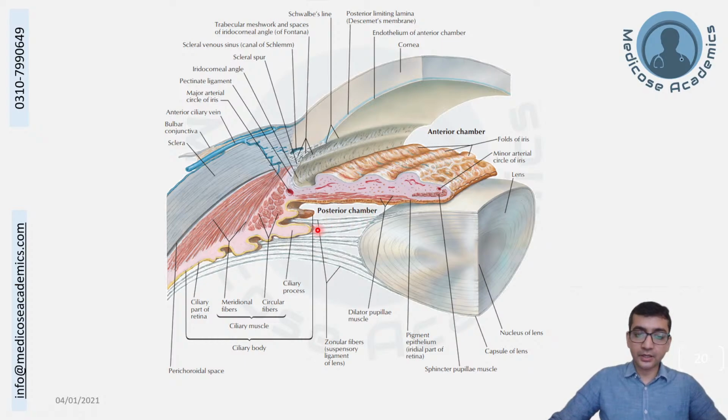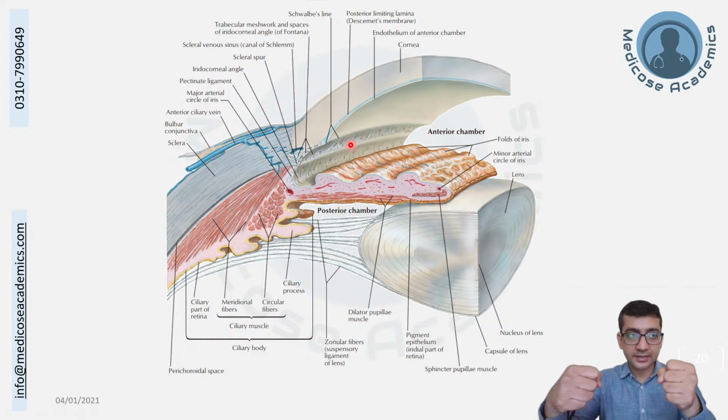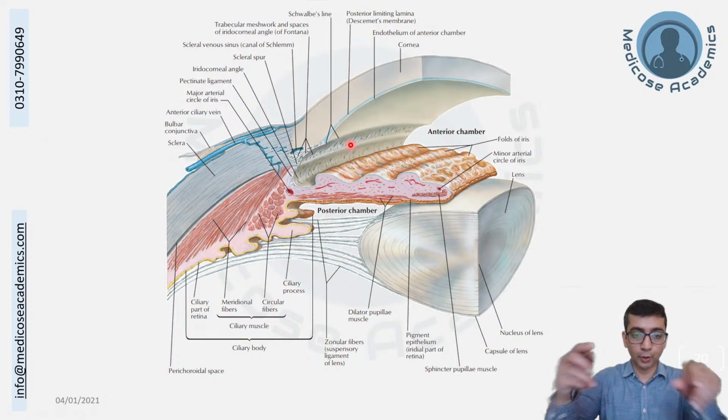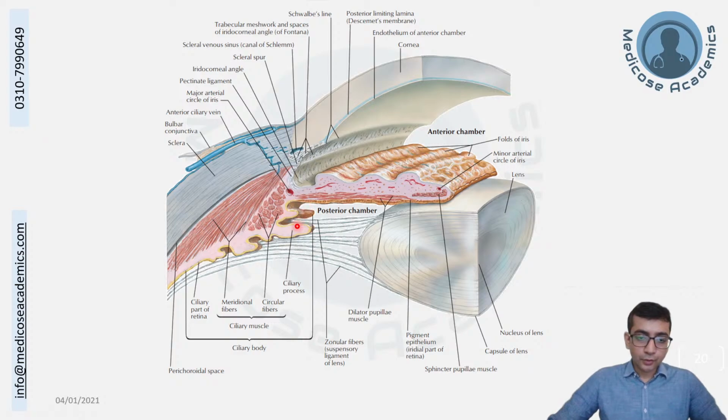Second, the ciliary processes give attachment to these fibers, known as the suspensory ligaments of the lens, or the zonular fibers. They get attached to the lens, and they help by pulling the lens to flatten it or getting relaxed to let it get more contoured. So here the function of the ciliary muscles comes into play.